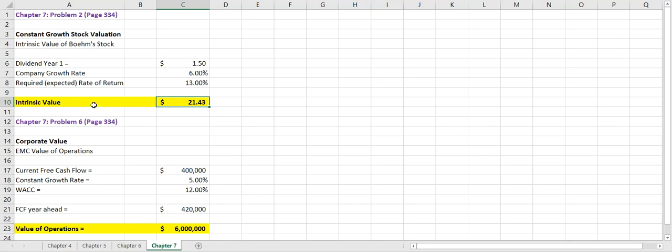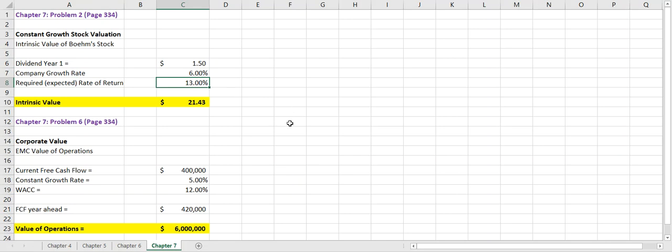The true value is what the company tells us they're going to be doing in the next year. For example, problem 2. A company expects in the next year to pay a $1.50 dividend. The company has disclosed, every company has to do this, that they're going to have a 6% growth rate. And the investors have determined that they expect, due to the risk in the market, just like we just did in Chapter 6, a return of 13%.